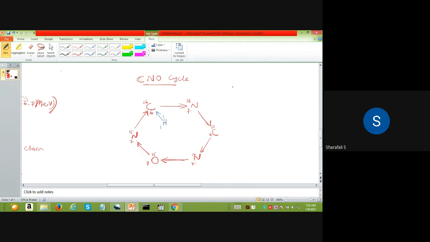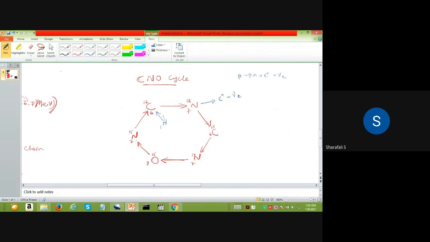Okay, so something happened here: this nitrogen undergoes positive beta decay, and it will emit a positron and a neutrino. If it is emitting one positron, it means one proton is converted into a neutron. This process is nothing but one proton converted into a neutron plus a positron plus a neutrino. So one proton has reduced, and then it will become carbon 13, 6.